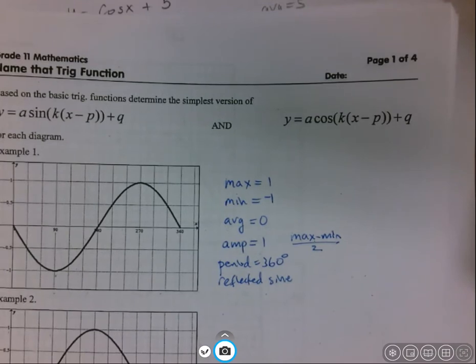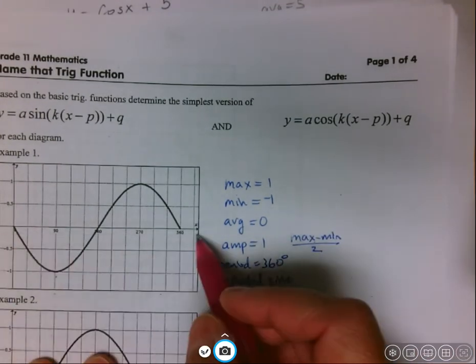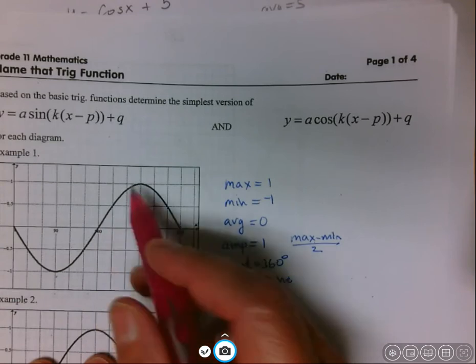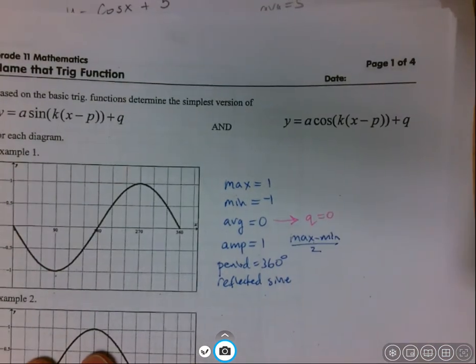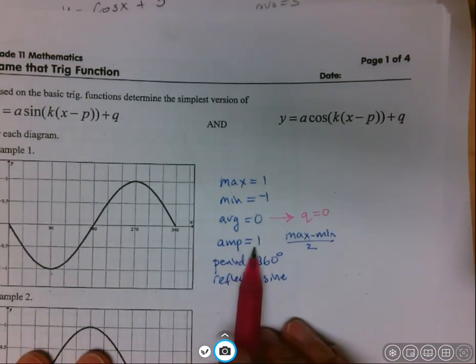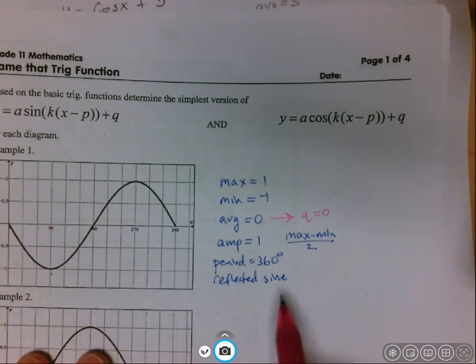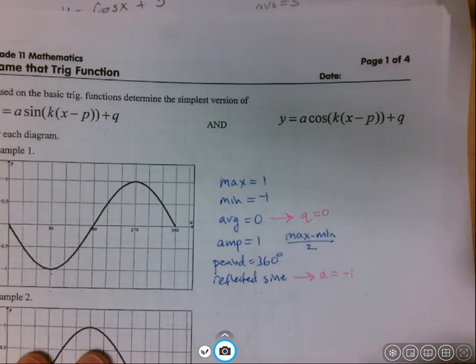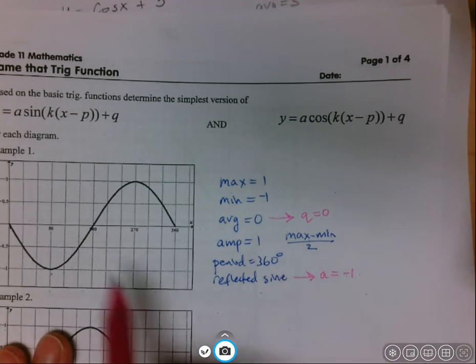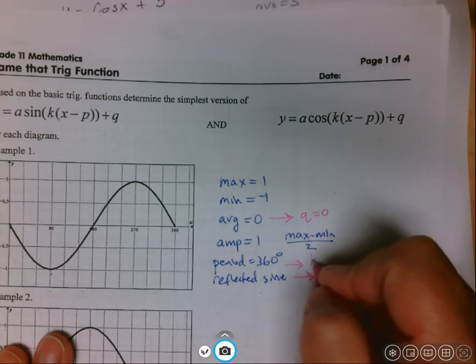So I can put things together. I'm going to write my a, k, p, and q from the key properties. My average sits at 0, which means there's no up and down movement. There's no vertical translation, so that tells me that the q value is 0. My amplitude is 1, so there's no vertical stretch, but it is reflected. So I know that my a value is -1. My period is 360, which means there has been no horizontal stretch, so I know that my k is 1.